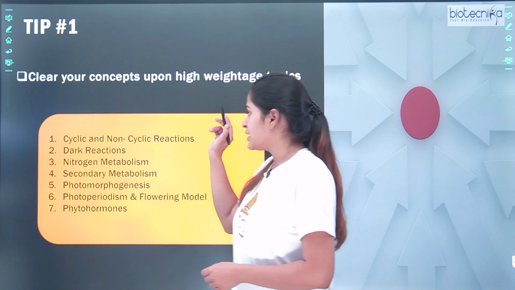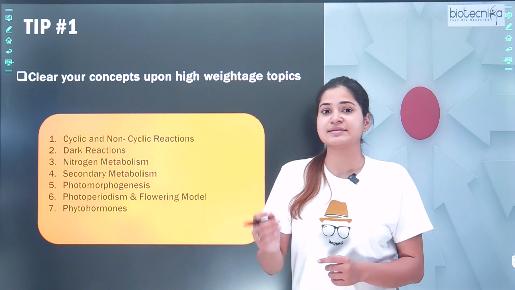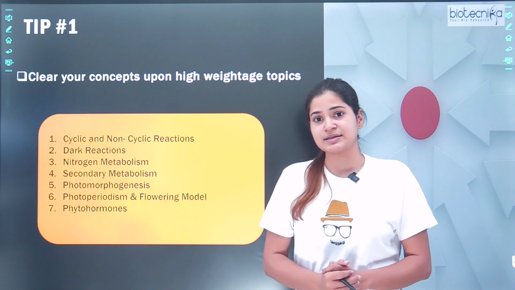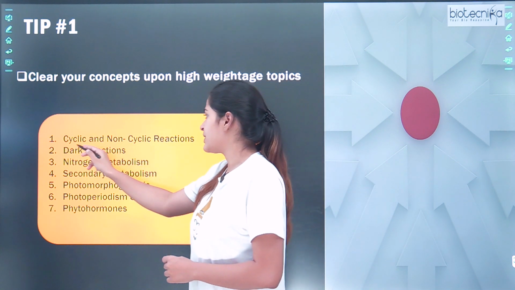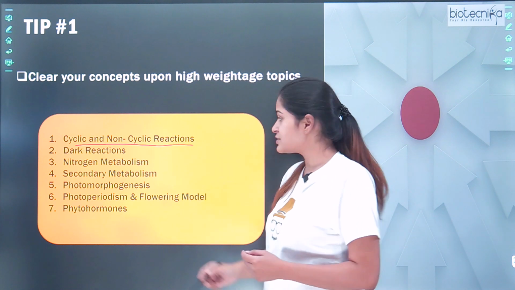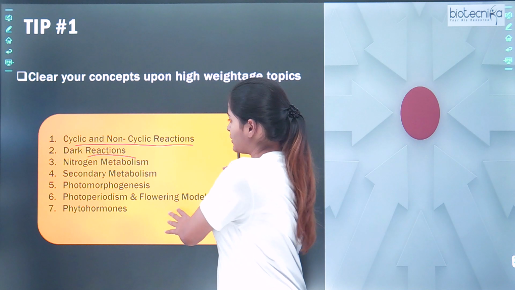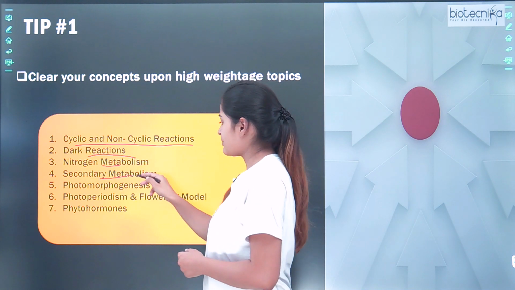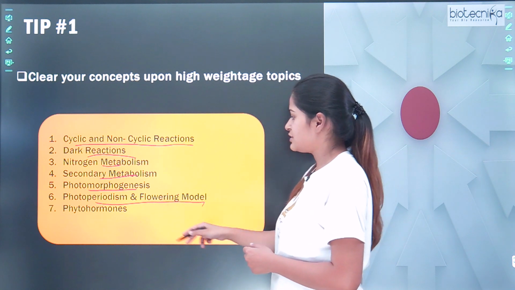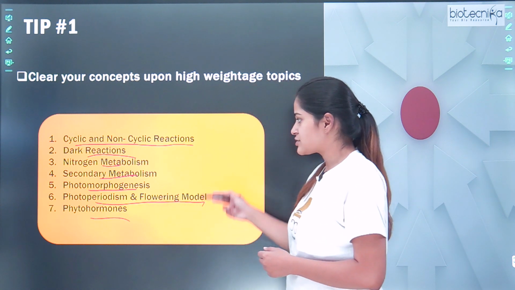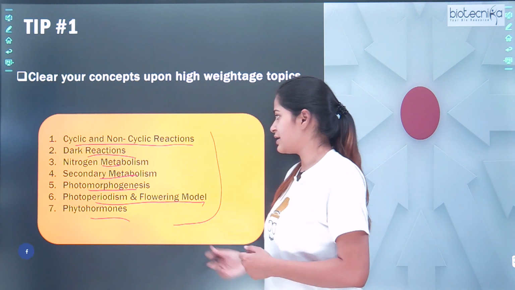These are the topics that have been asked most often by the CSIR during the CSIR NET examination, which is conducted twice a year. The first topic is cyclic and non-cyclic reactions, then dark reactions, then nitrogen metabolism, secondary metabolism, photomorphogenesis, photoperiodism and flowering model, and phytohormones. These topics are frequently asked, so you should master your concepts regarding these topics.